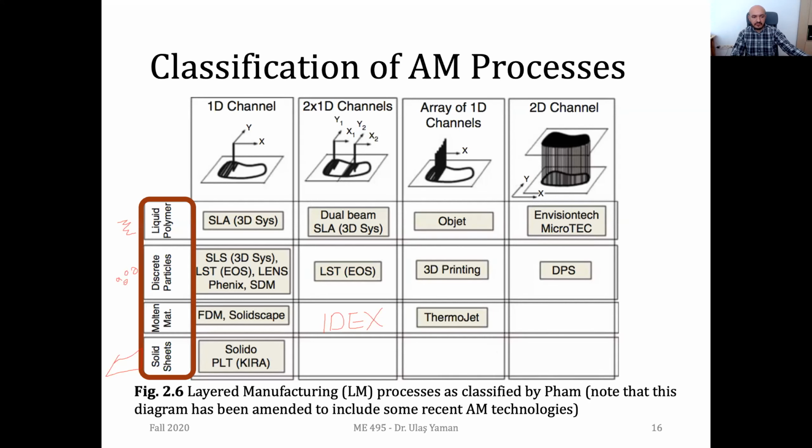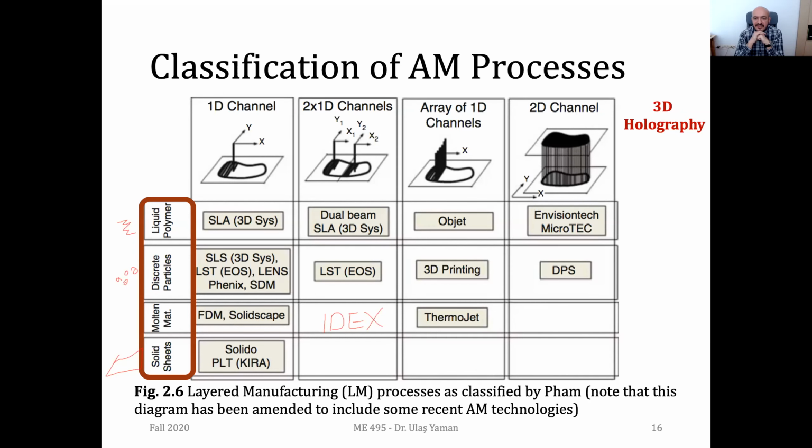Okay. So these were types of materials: liquid, discrete particles, molten materials, or we can use forms of sheets. What about the columns? It goes like that: 1D, 2 times 1D, again many times 1D, and then 2D. What about 3D? Can we have such a system?